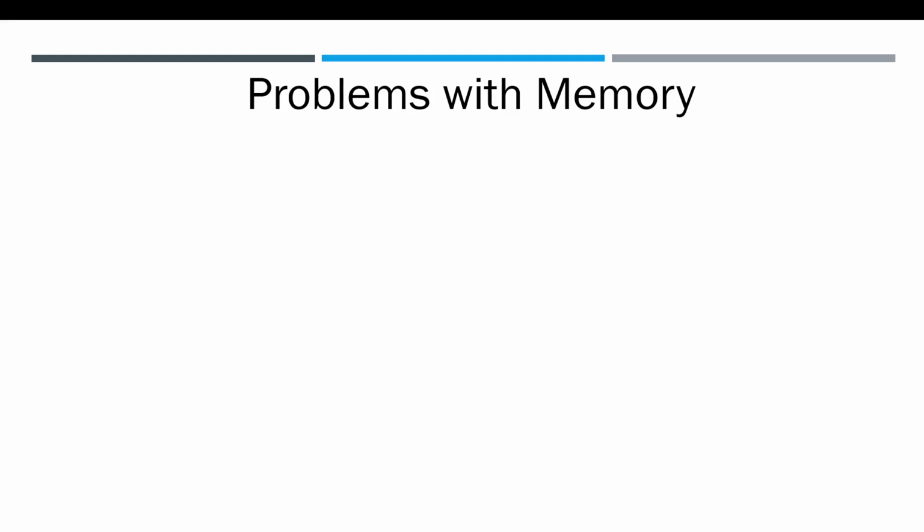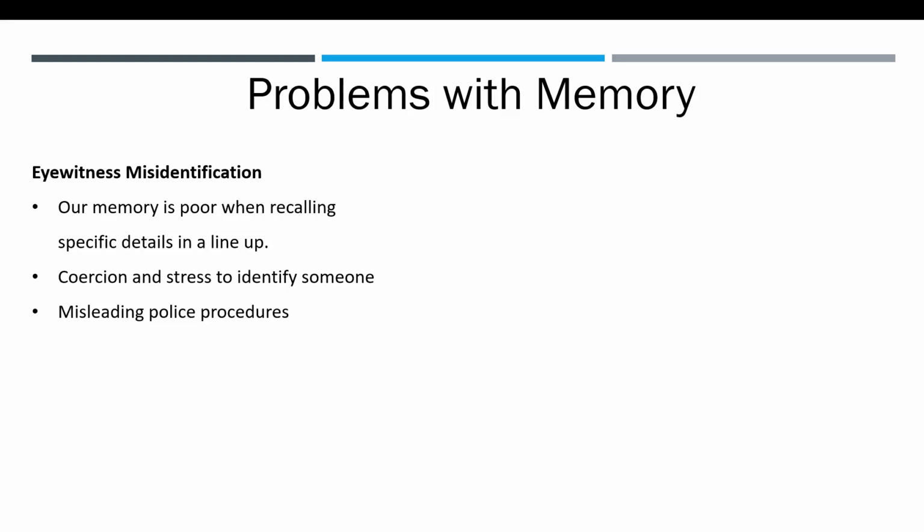And other problems with memory includes eyewitness misidentification, in which faulty eyewitness identification and testimony can lead to wrongful convictions. This is often because our memory is poor at recalling specific details in a lineup. And there can be coercion and stress involved to identify someone, which may alter eyewitness identification. And there could also be misleading police procedures if police think they have the right person, and they might try to convince someone that it's the person that they think it is.